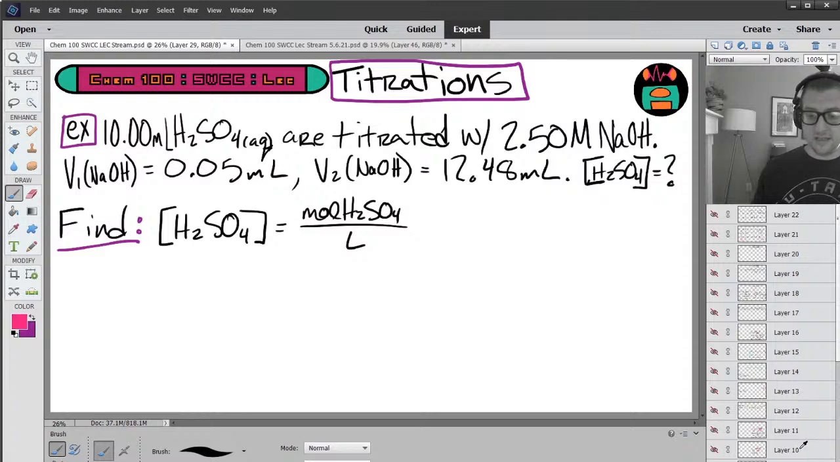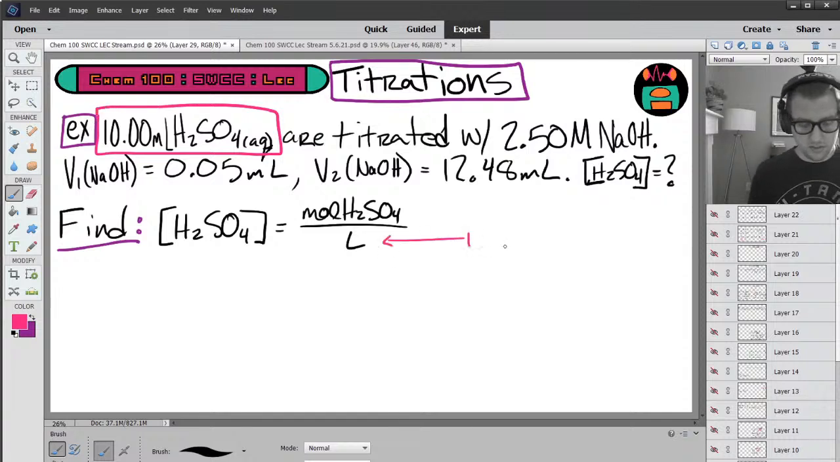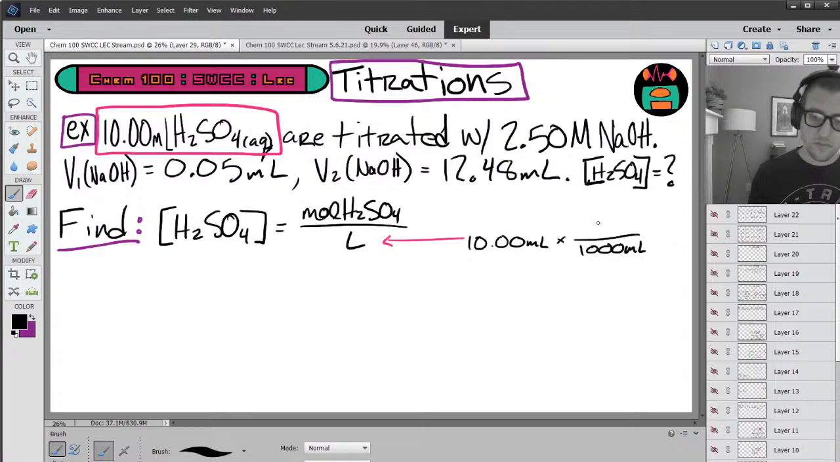One of the things that you'll notice is we're given the volume right here. It's 10 milliliters. Granted, we got to convert that to liters, right? But once you do, you're home free. We got our denominator. The only real question is how do we get at that numerator?